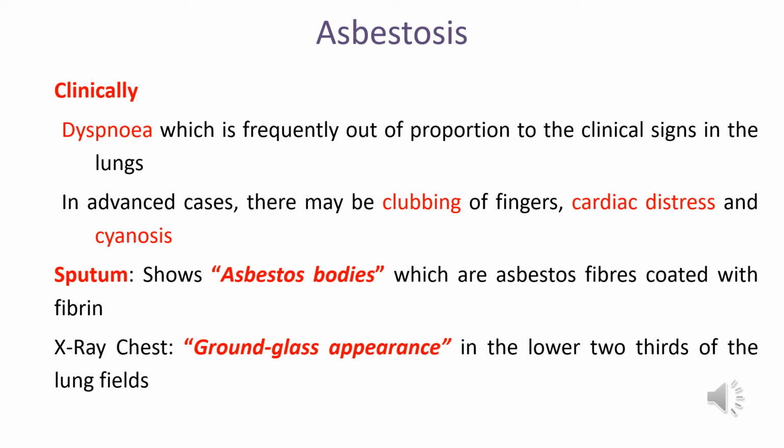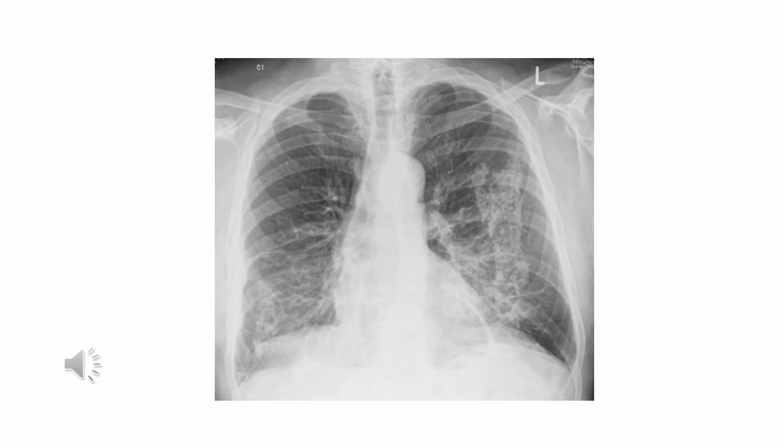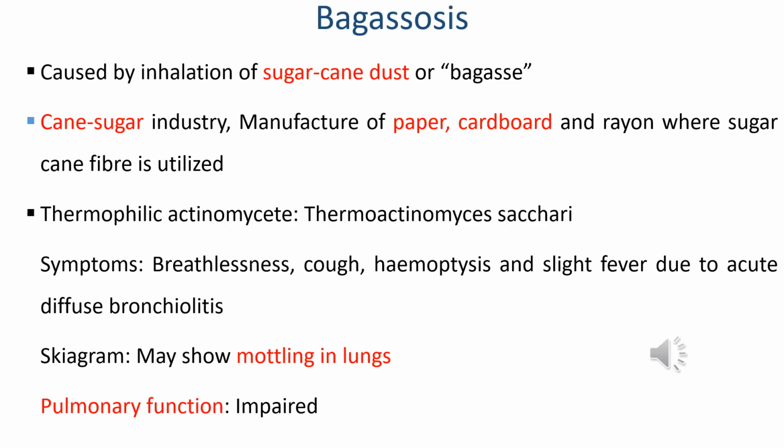Clinically, there is dyspnea, which is frequently out of proportion to the clinical signs in the lungs. In advanced cases, there may be clubbing of fingers, cardiac distress, and cyanosis. Sputum shows asbestos bodies, which are asbestos fibers coated with fibrin. On X-ray chest, there is a ground glass appearance in asbestosis. So here is an X-ray chest of a person with asbestosis showing ground glass opacities.